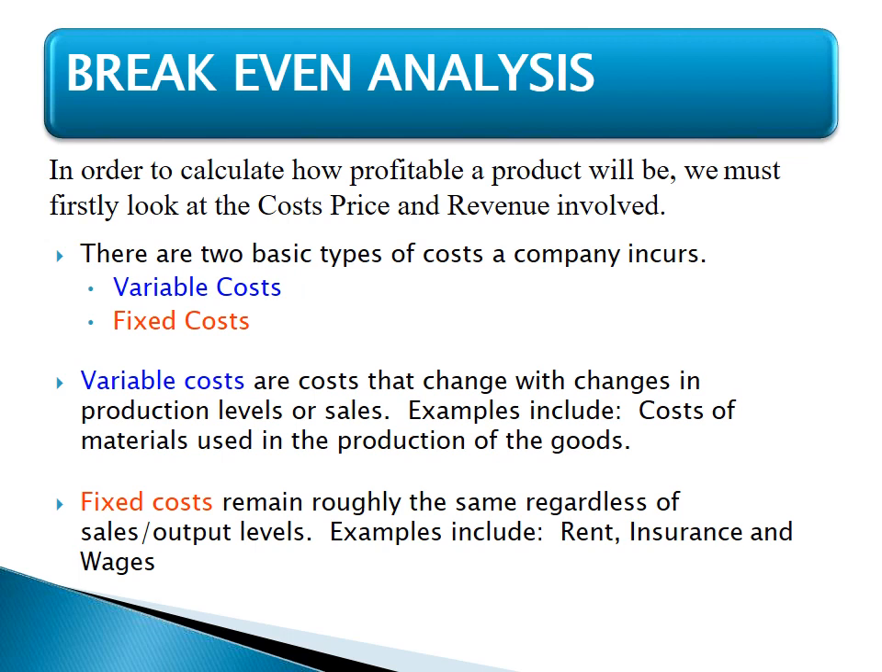So first is the variable cost. It means the cost which changes with the changes in the production level or sales. Examples include the cost of materials which are used in the production of goods. The second thing is the fixed cost. It means the cost remains roughly the same regardless of sales or output levels. For example, rent, insurance and also wages all come under the fixed cost.